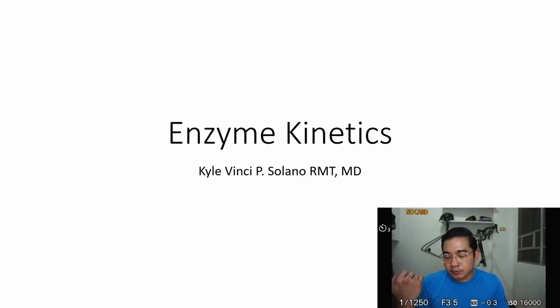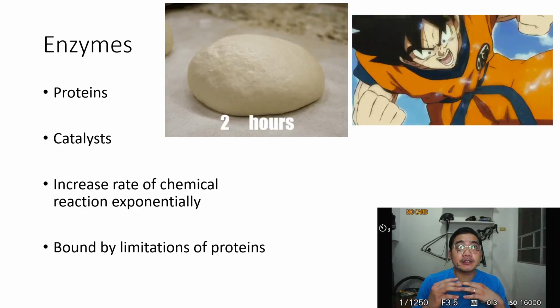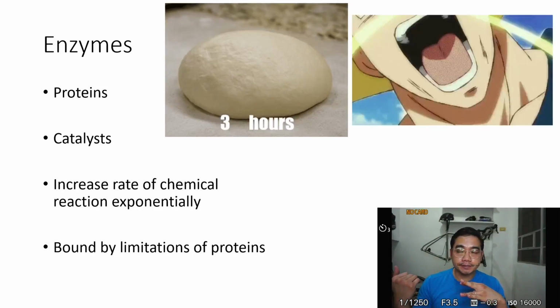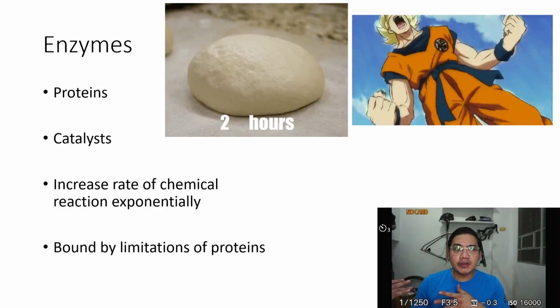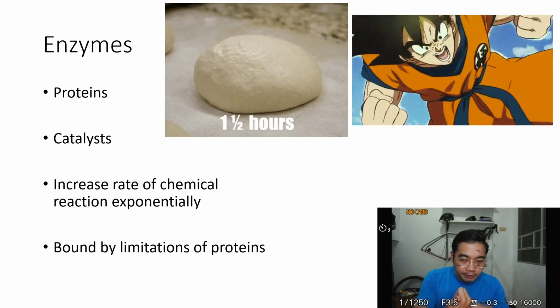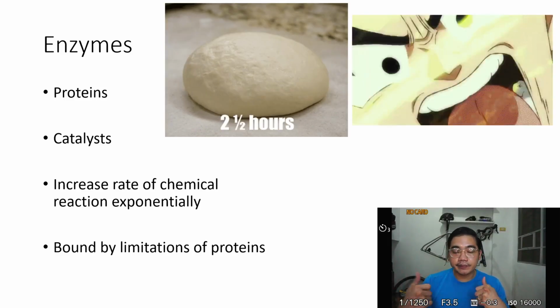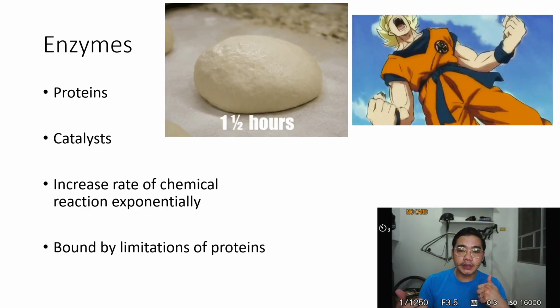So what are enzymes? Enzymes are proteins, and they are what we call catalysts. Catalysts increase the rate of the chemical reaction. So why do we need to increase the chemical reaction? In the first place, spontaneous chemical reactions do tend to occur, but they tend to be very slow about it.